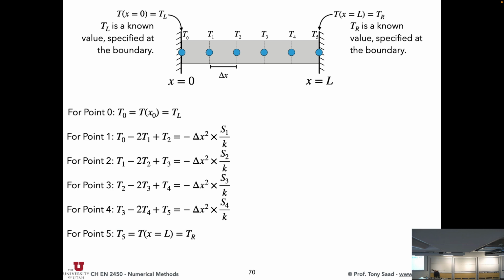So T0 equal TL in the system of equations is always going to return T0 equal TL. So I treat T0 as an unknown, and I give it the right-hand side equal TL. It will always give me T0 equal TL. Just a matter of convenience.